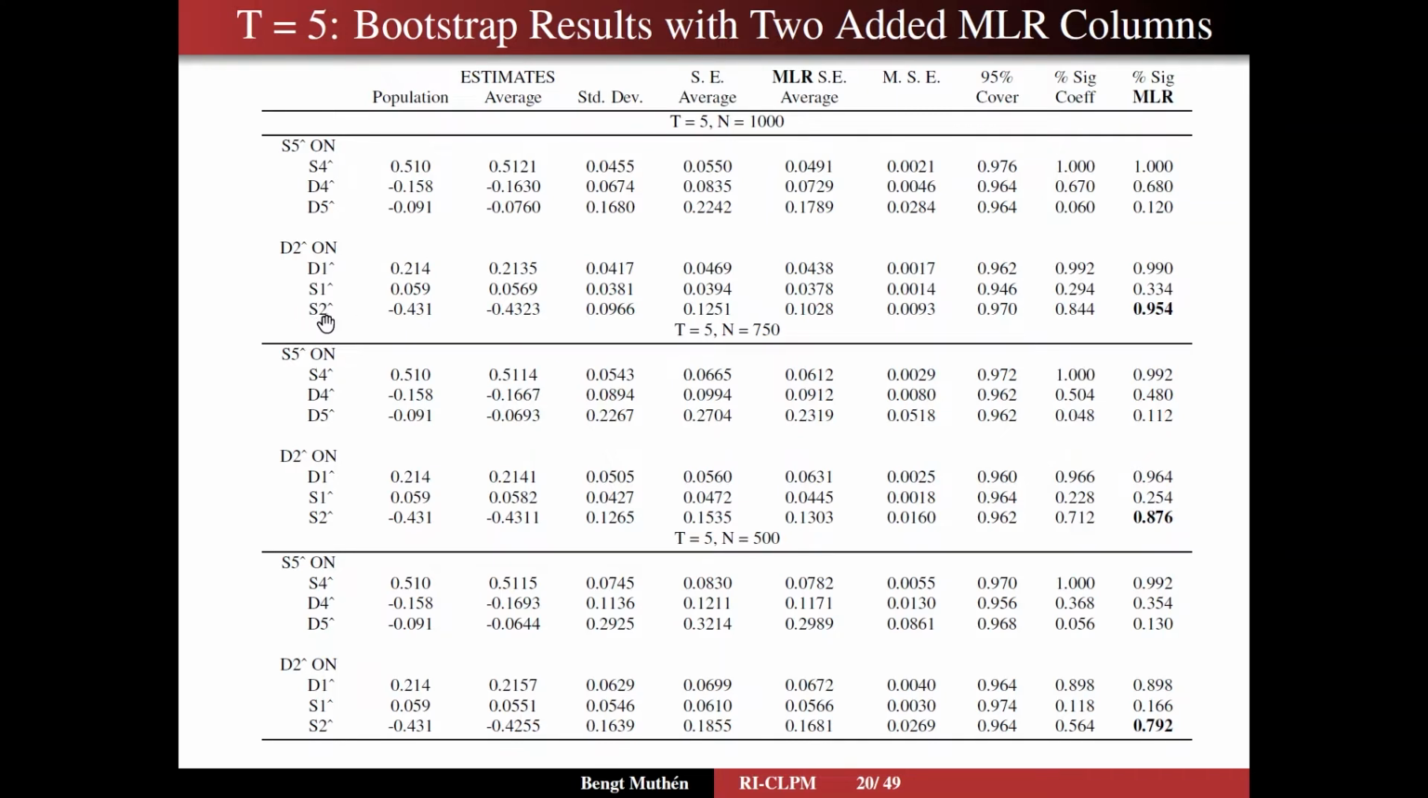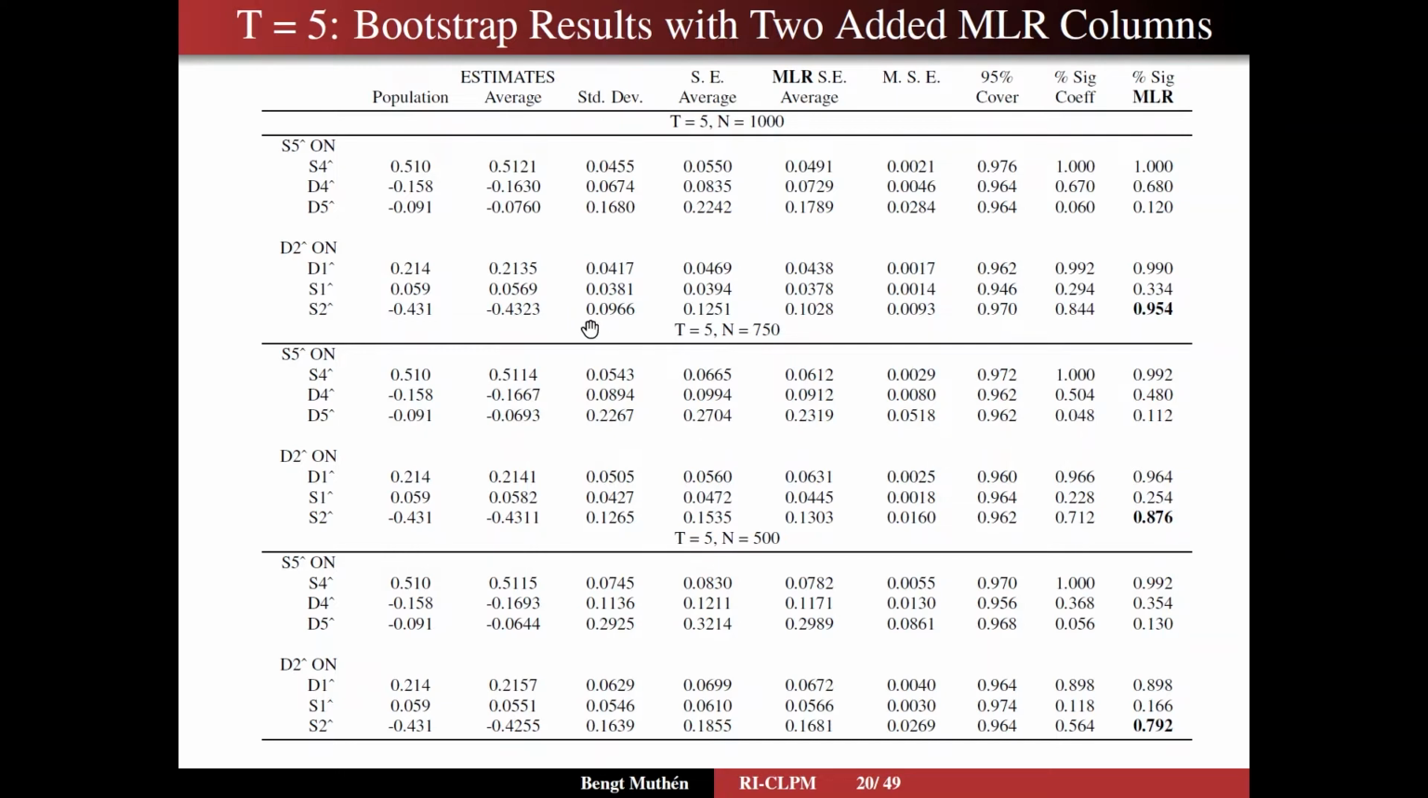So S influences D more than D influences S here. In column 2, then we get the parameter estimates averaged over the replications. So for instance, if you look at the lag 0 effect here, we see that the estimate is fairly close to the true population value. And then the standard deviation is the variation across the replications, 500 replications in this case, that these estimates have.